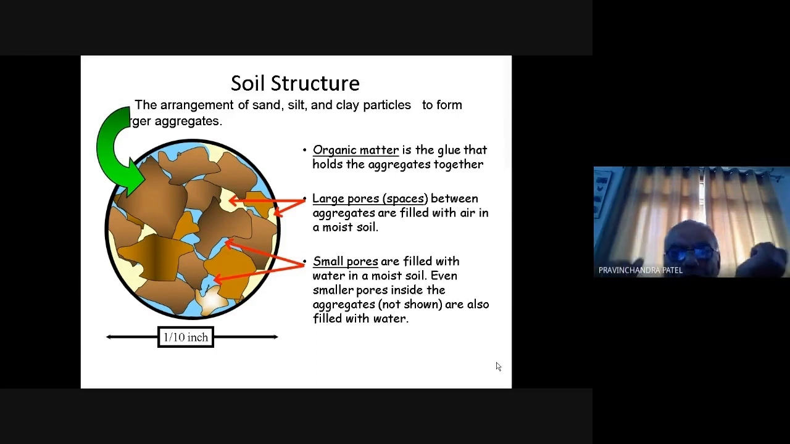Then large pores, that is the space between aggregates, are filled with air in a moist soil. So large pores are also known as macropores, small pores known as micropores. So micropores are more in clay soil, whereas macropores are more in sandy soil.